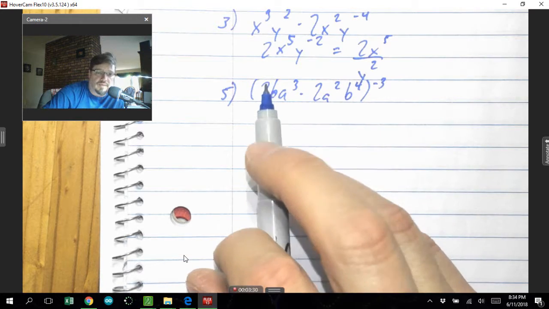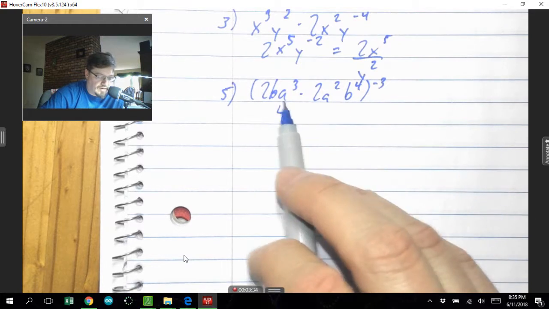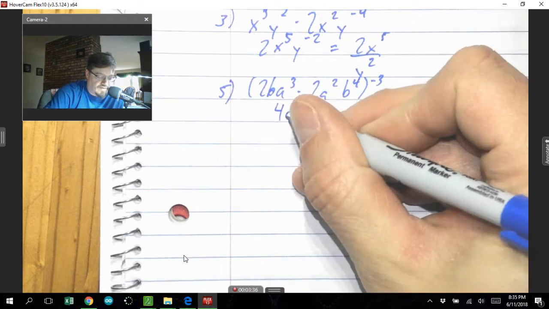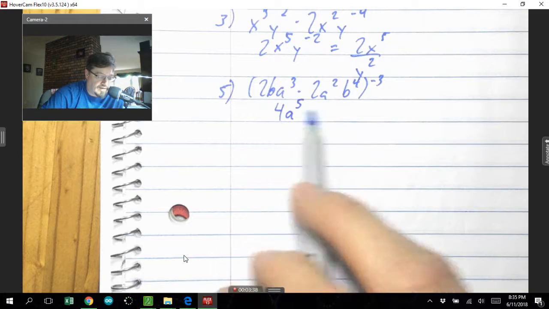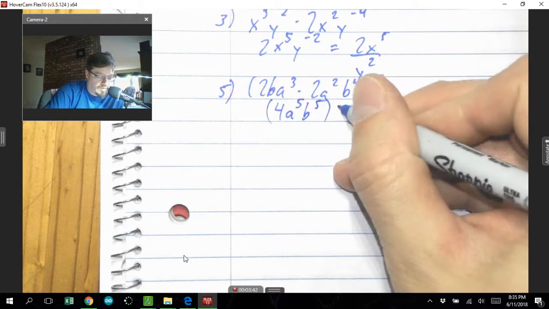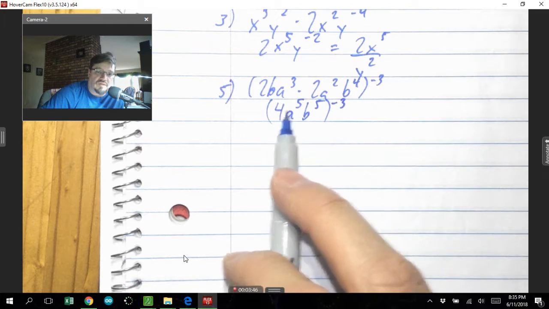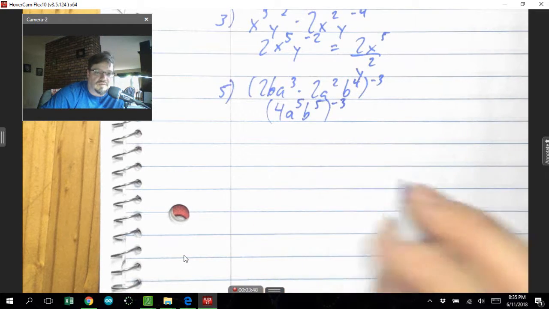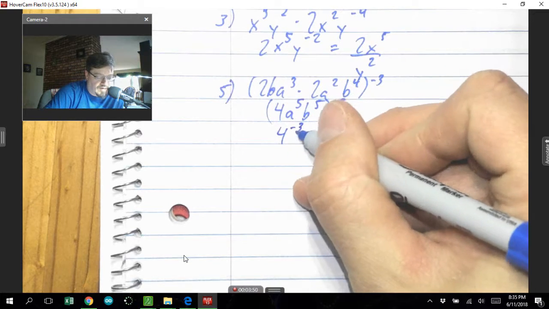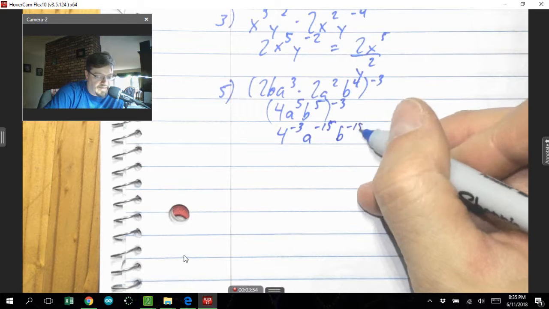Alright, so let's see what we got. We got 2 times 2 is 4. I'll go in alphabetical order here. I've got 5 A's being multiplied to each other, and then I've got 5 B's being multiplied to each other. Now I will distribute that negative 3 to each one of these, and this is a little bit easier to do. So I will have 4 to the negative third, A to the negative 15, and B to the negative 15.